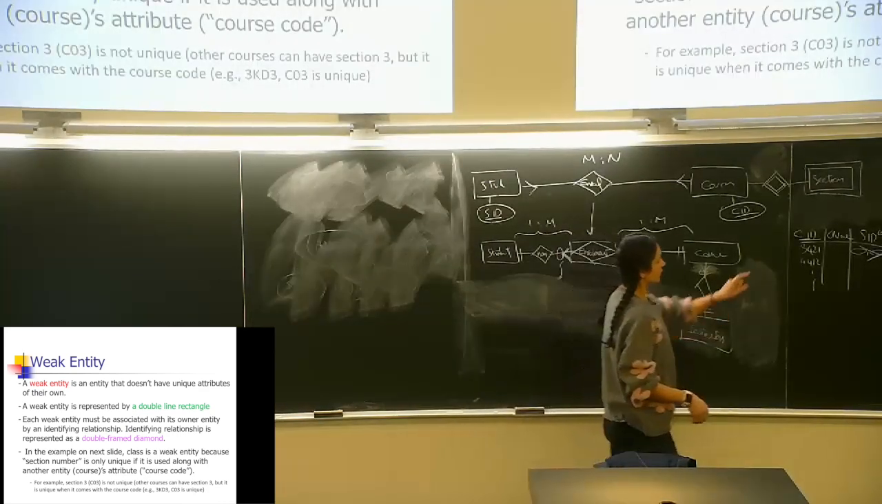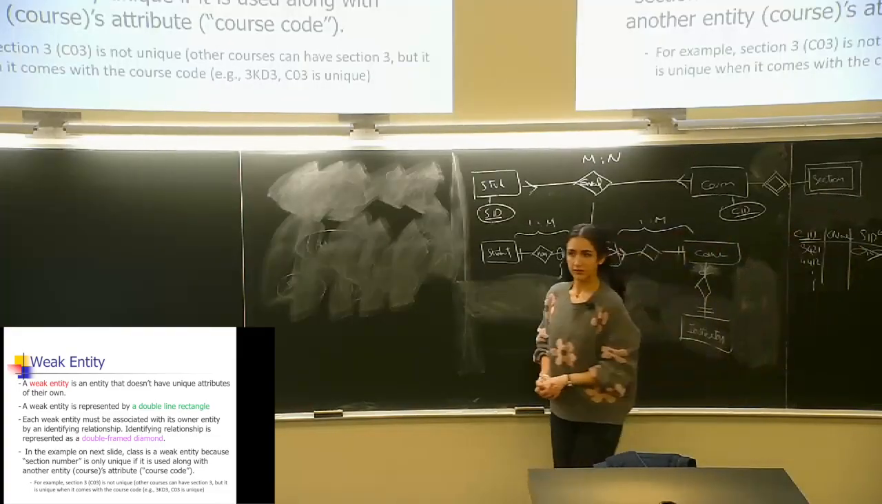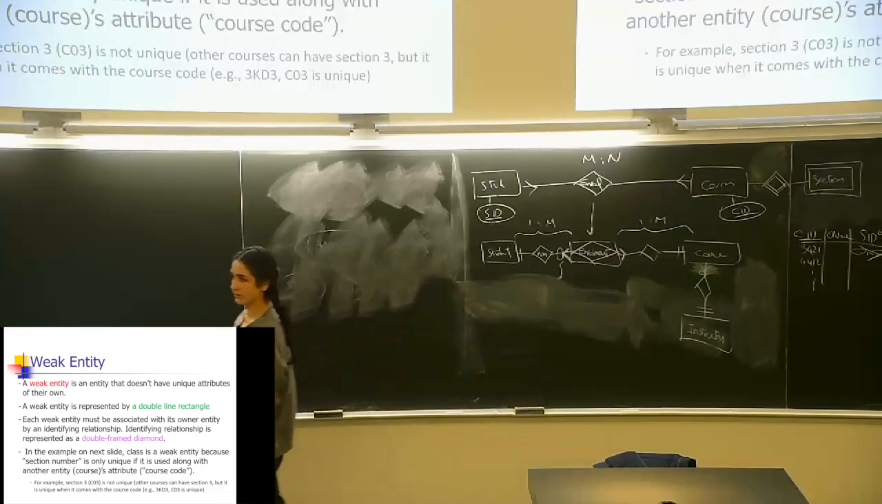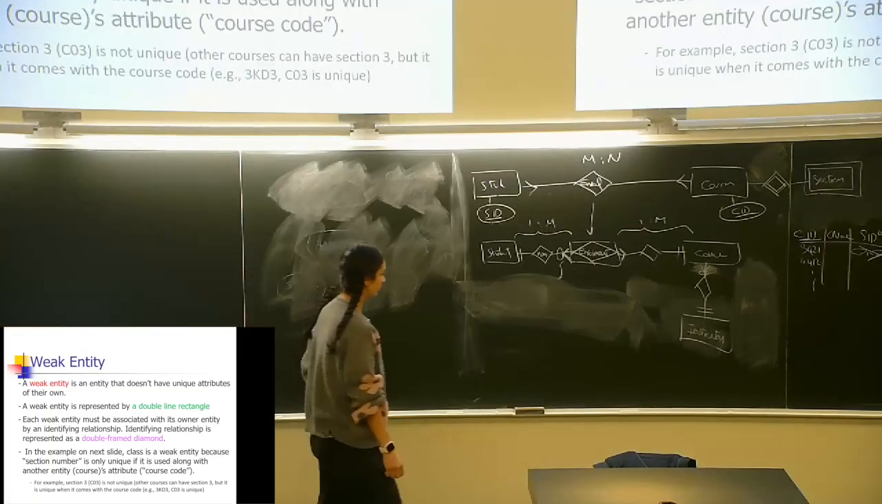So what is their primary key then? Because we said they do not have their own primary key. So for the section entity, which is a weak entity, is section code a primary key?